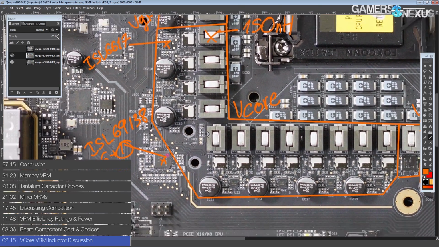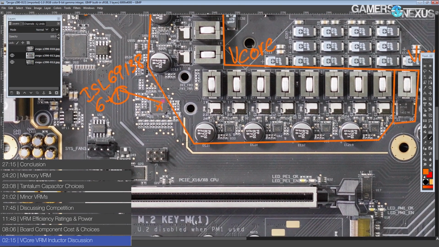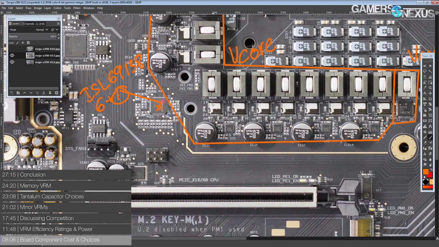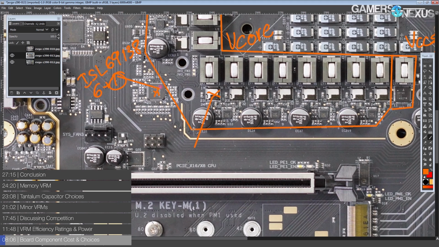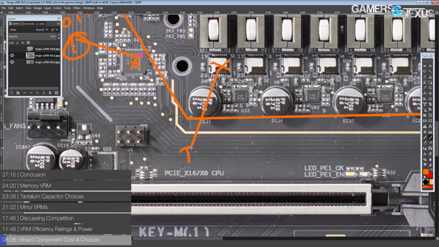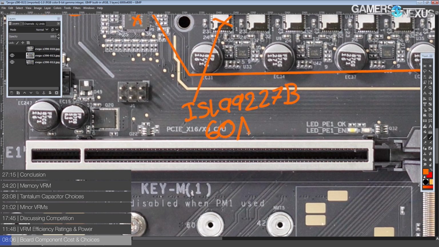Now, what we don't need an oscilloscope for is to figure out the efficiency. And on this VRM, it is absolutely ridiculous. This is the same 12-phase they had on the X299 Dark in terms of the power stages and phase count. And the power stages are therefore the ISL 99227Bs. These are 60 amp smart power stages.